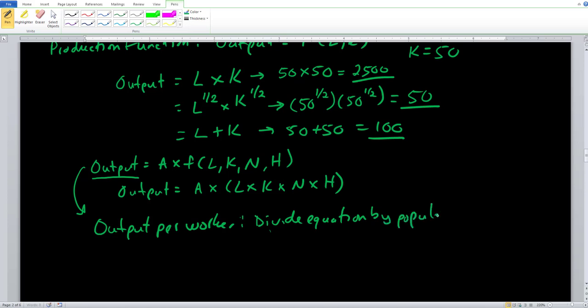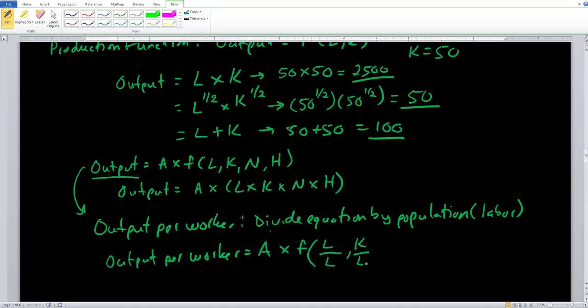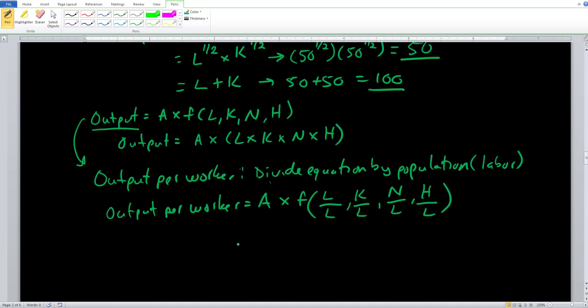In this case, population is our labor. And once we do so, we have output per worker, which equals technology times a function of L over L, K over L, N over L, and then finally H over L. So output per worker is equal to this particular function, this production function now. And what is the final step that we can do? What's the one term that we can simplify from this? We can simplify this L over L, which equals 1.